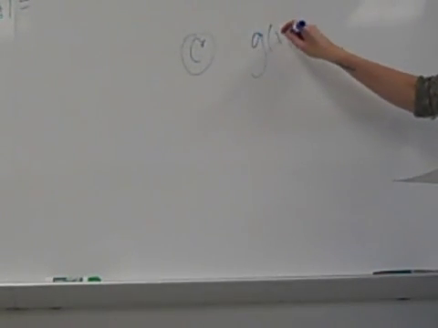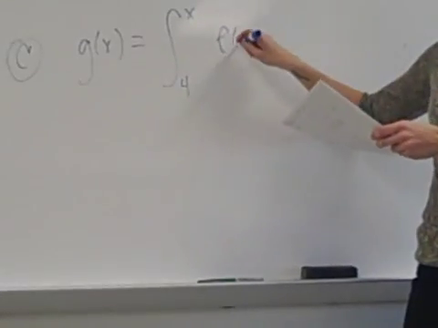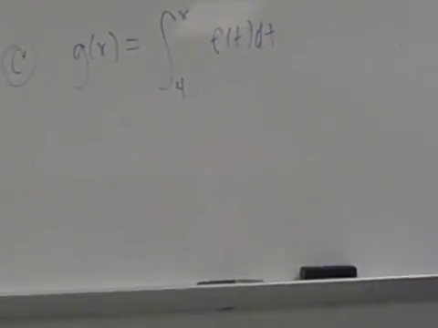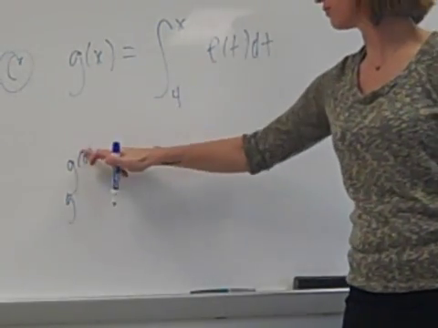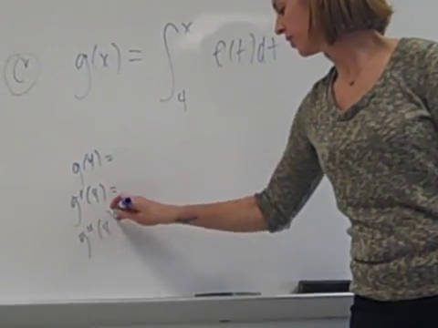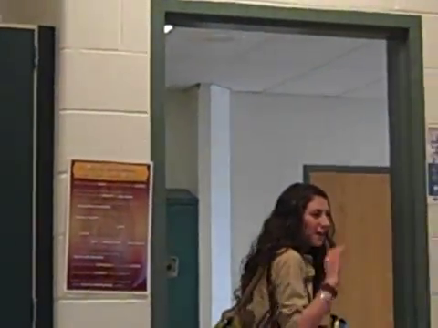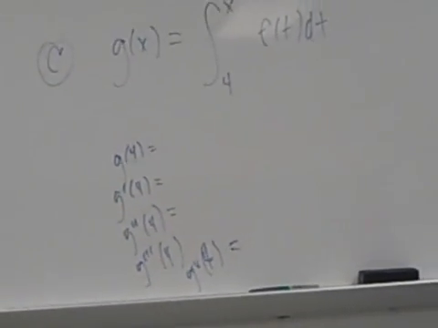Part C wants you to write a fourth degree Taylor polynomial for g of x, which is the integral from 4 to x of f of t dt. Think about this. If they want you to write a polynomial for g of x, then I gotta figure out, it's centered at 4, g of 4 and g prime of 4 and g double prime of 4 and g triple prime of 4.